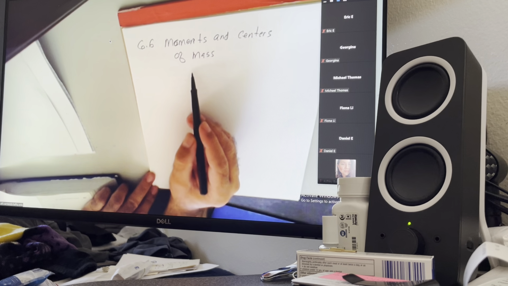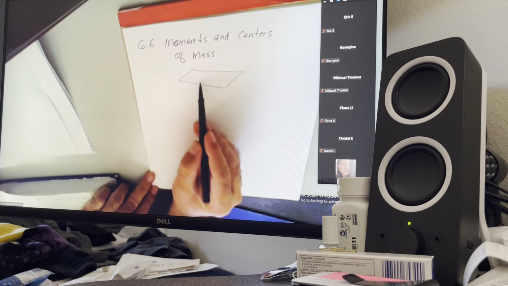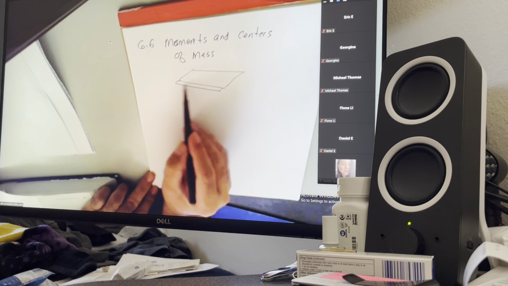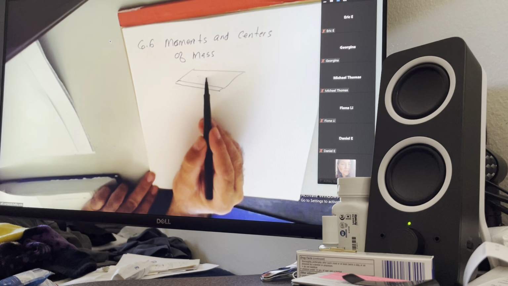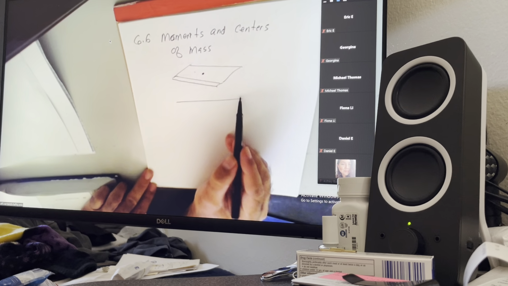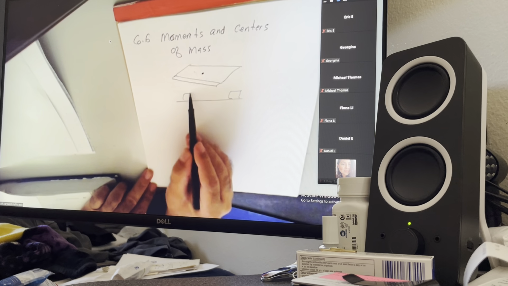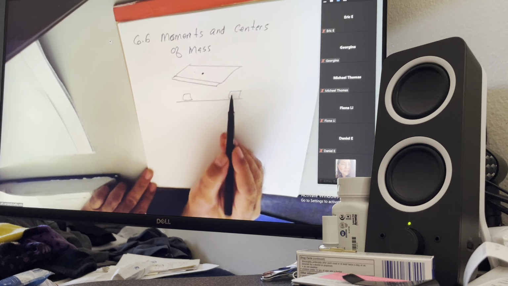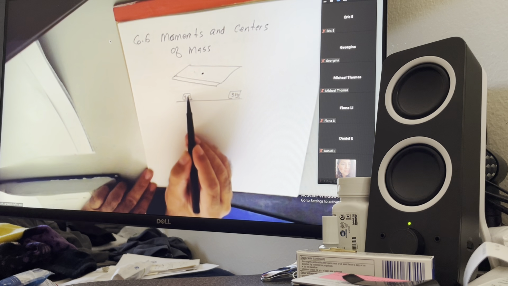So if they give you a metal or a board, and they ask you, where is the center of this? They have to give us the thickness of that. If we have the density of this, is the center here exactly, or is the center here? So let's say the center is here. But what if they put a weight on each end? Let's say they put 3 kilograms on this side, and they put 2 kilograms on this side.